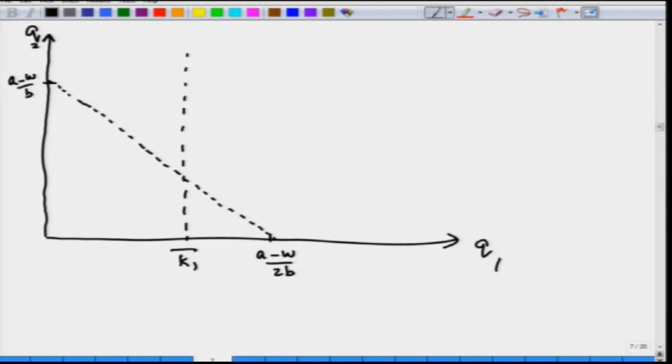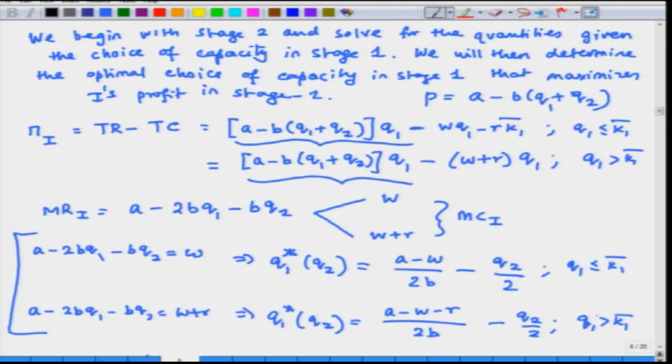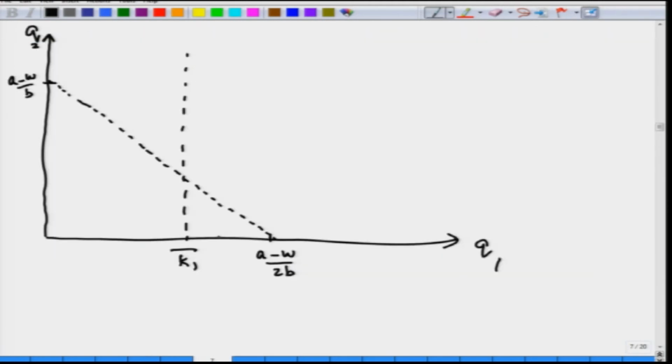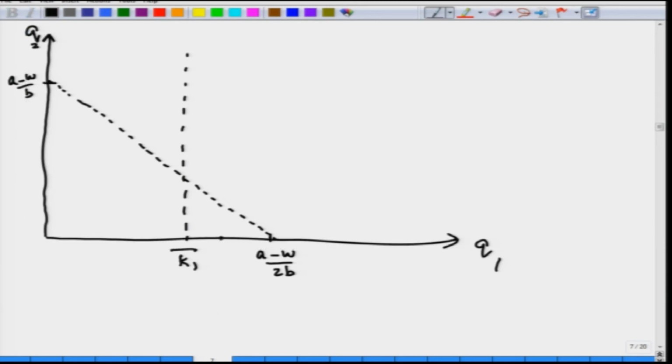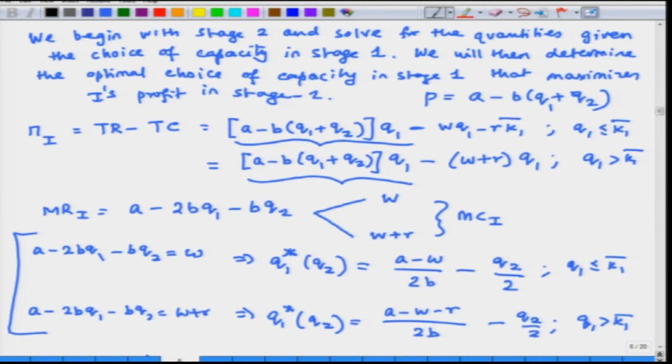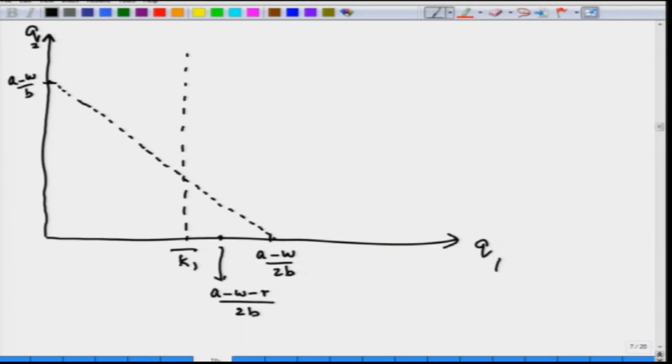Now, for Q1 greater than K1 bar, this is the second best response function we need to work with. Notice if Q2 is 0, the incumbent's output is the monopoly output, which is given by A minus W minus R divided by 2B. So, that is going to be somewhere here. This point is A minus W minus R divided by 2B, and when Q2 is equal to A minus W minus R divided by B, Q1 star is going to be equal to 0. So, I have a point here. Notice I am going to get a parallel line.